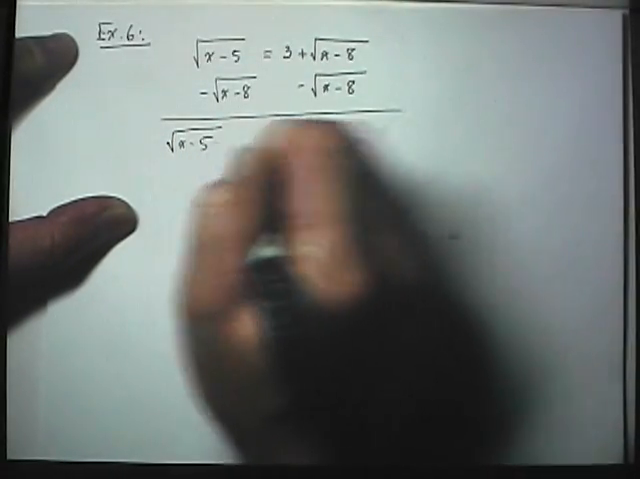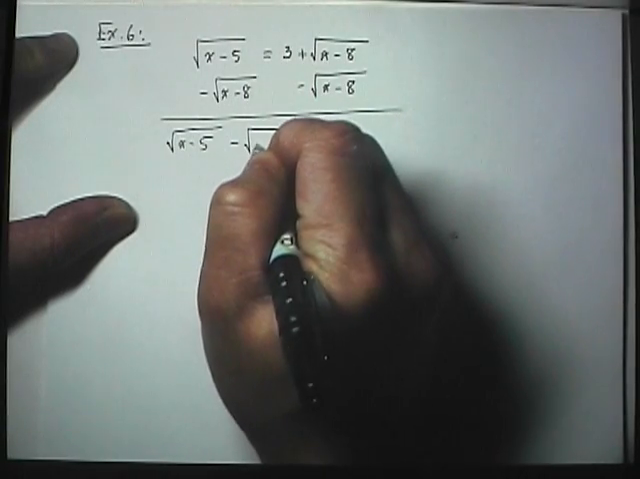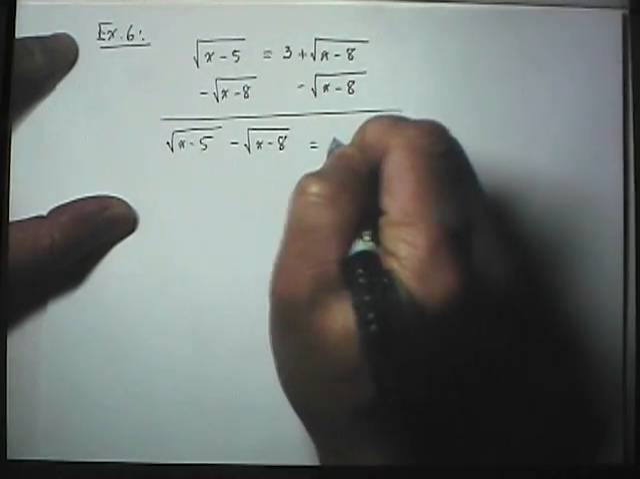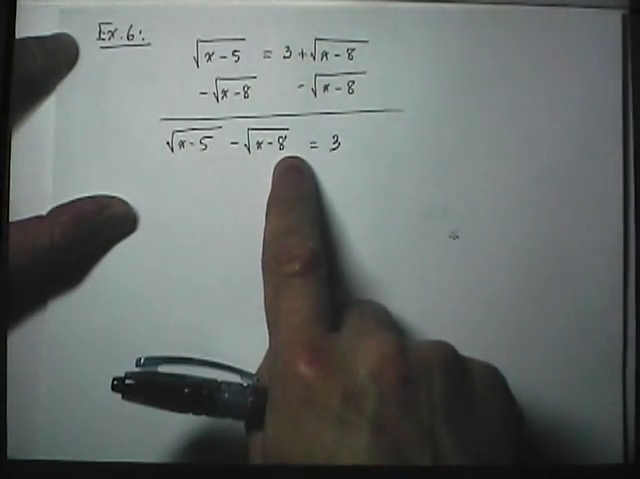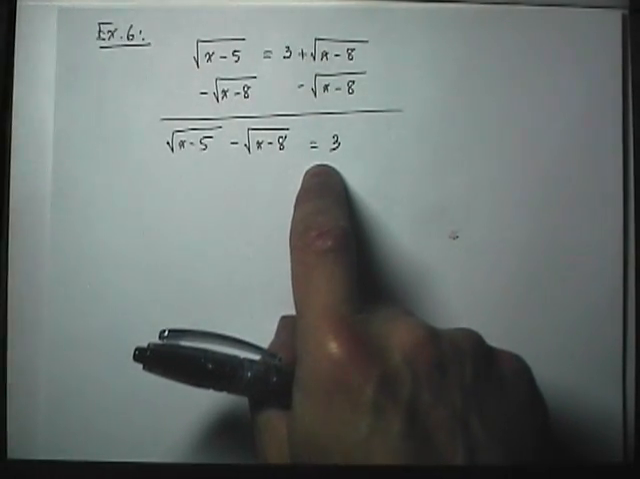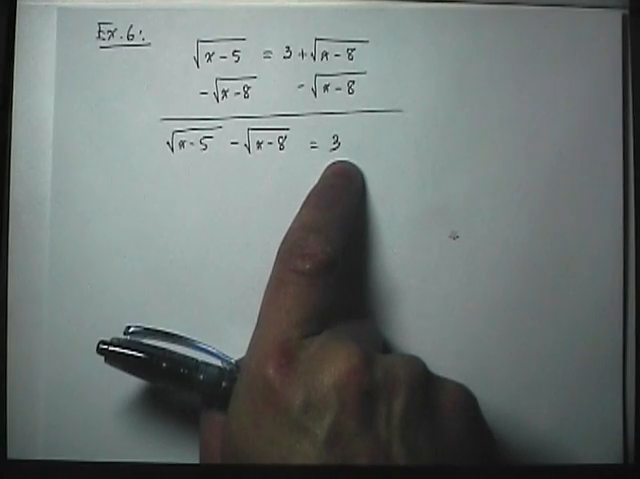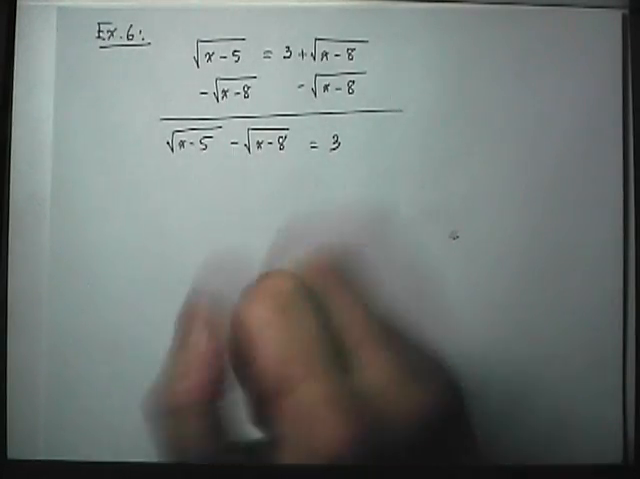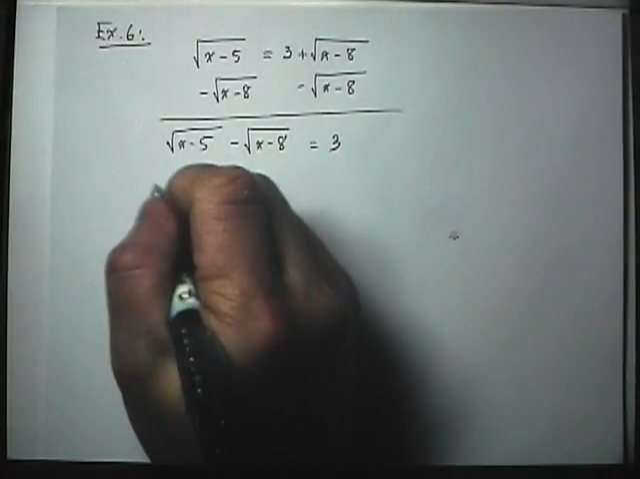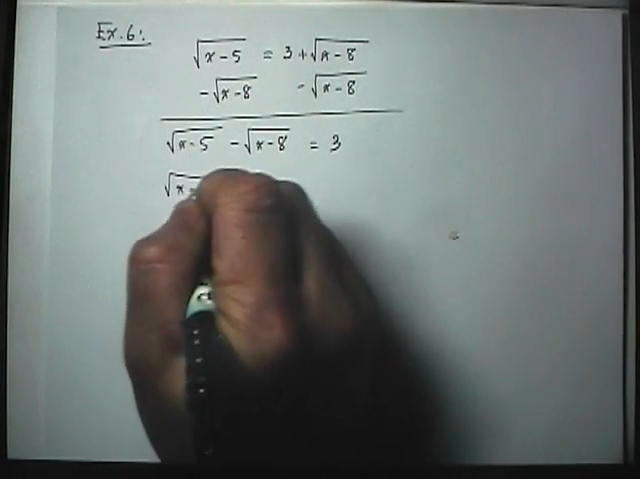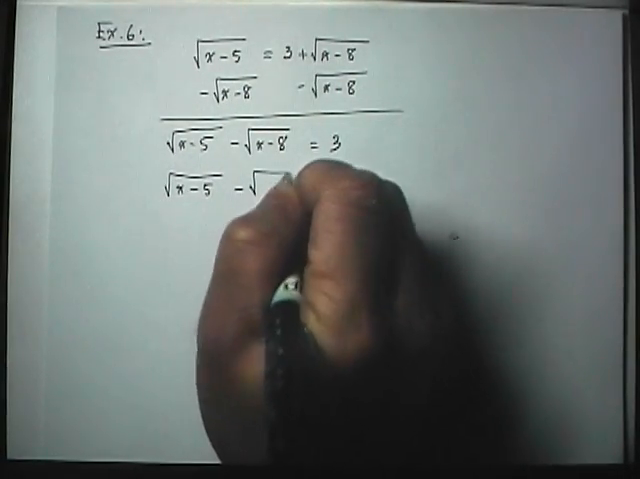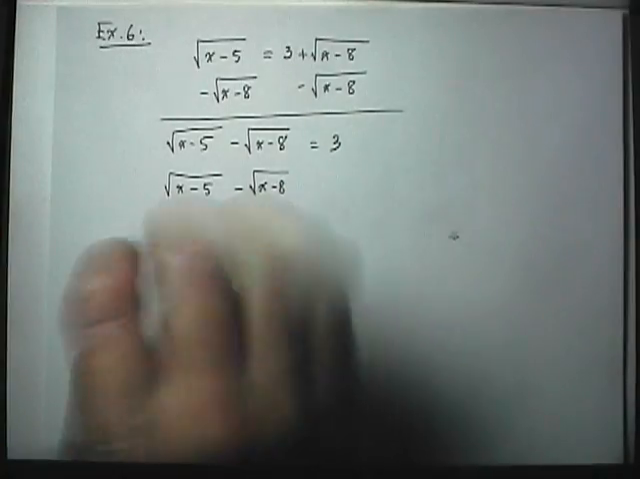And now I'm going to have x minus 5 underneath the square root minus x minus 8 underneath the square root, all equals 3. Now I have finished isolating all my terms here. Radical terms all isolated to the left side, non-radical term on the right side. So now my next step is to square both sides. I have x minus 5 underneath square root minus x minus 8, all that here is my left-hand side.